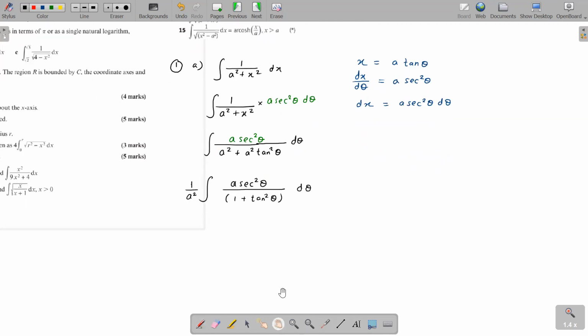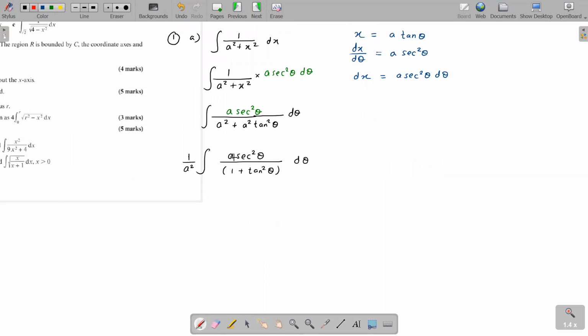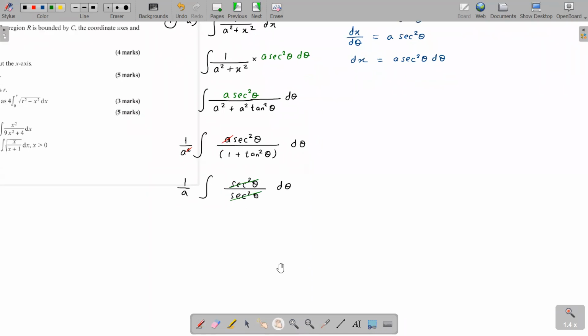Yes, we can take an a also and cancel one a here. A is a constant, so we can cut it. Who is 1 plus tan square theta? Sec square theta, right? 1 plus tan square is sec square. So do you see here the sec square cancels, and we get 1 over a integration of just 1. What happens when you integrate just 1 with respect to theta? We get theta.